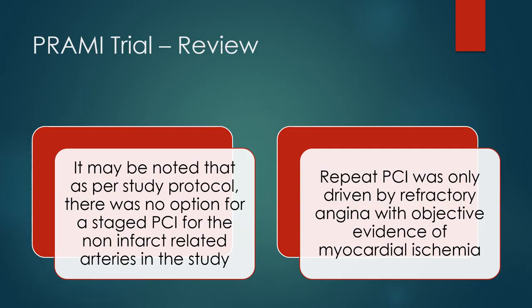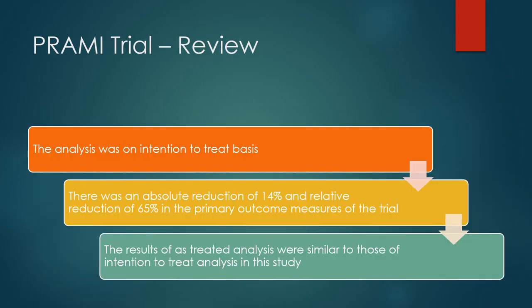Repeat PCI was only driven by refractory angina with objective evidence of myocardial ischemia. The analysis was on intention to treat basis. There was an absolute reduction of 14% and relative reduction of 65% in the primary outcome measures of the trial. The results of as treated analysis were similar to those of intention to treat analysis in this study.